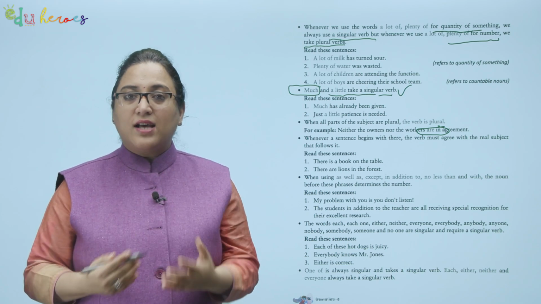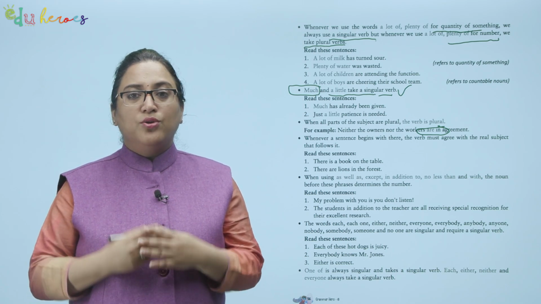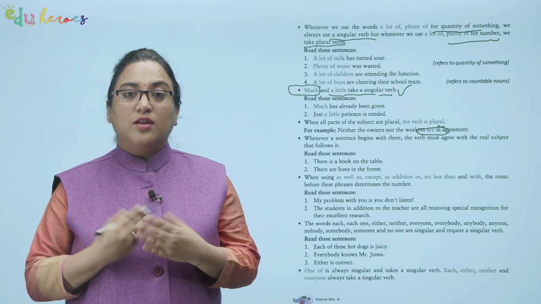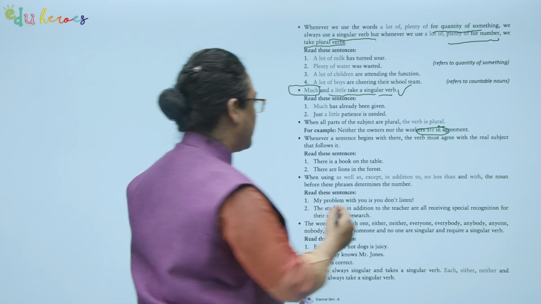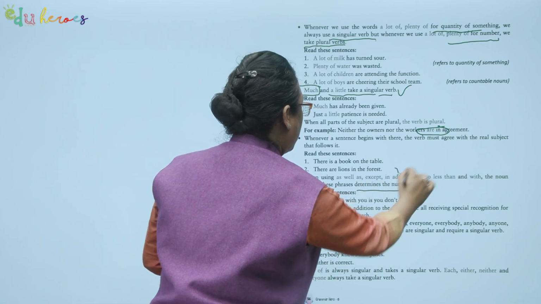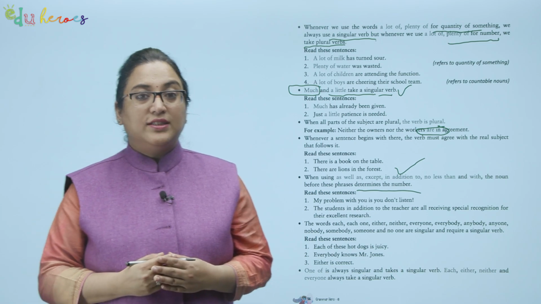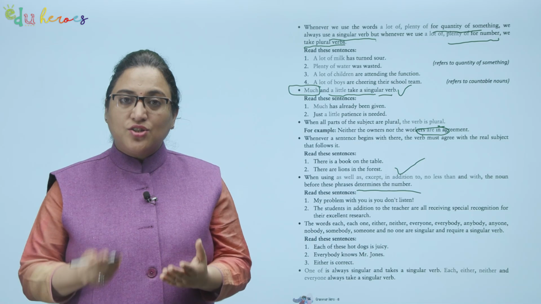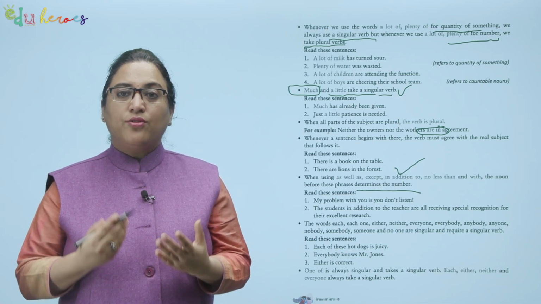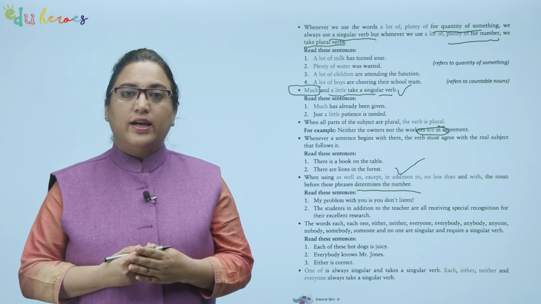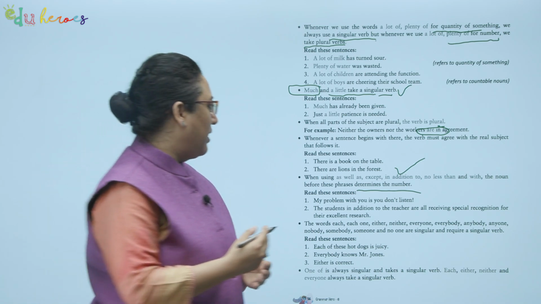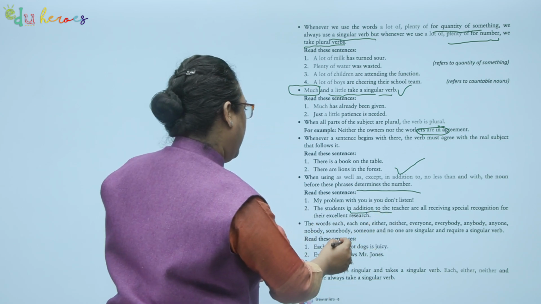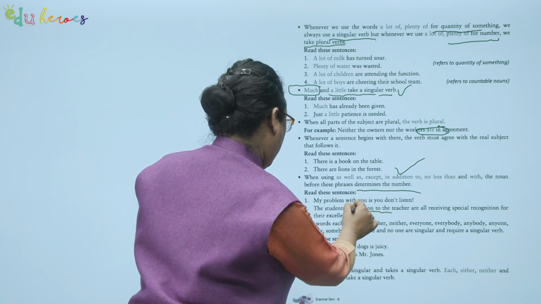When using as well as, except, in addition to, no less than and with, the noun before these phrases determines the number. It determines the number in these special cases. Let's read these sentences. My problem with you is you don't listen. The students, in addition to the teacher, are all receiving special recognition for their excellent research. Let's mark here. In addition to, and then with you.